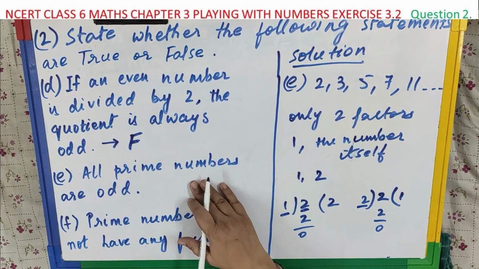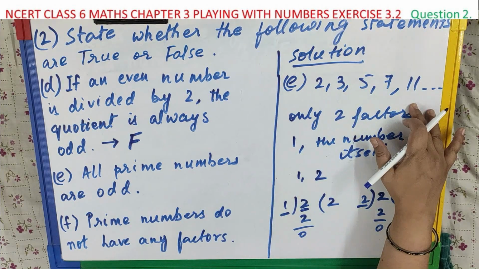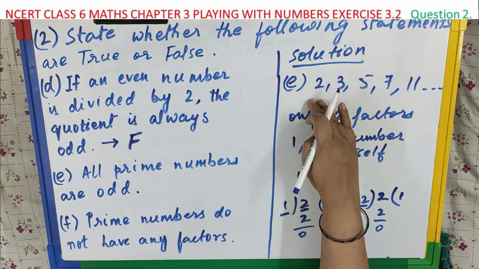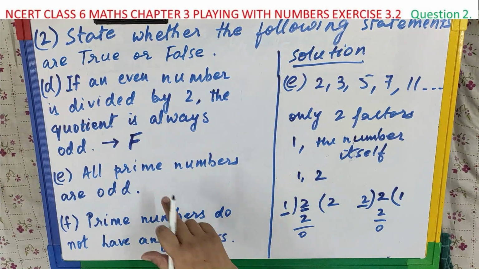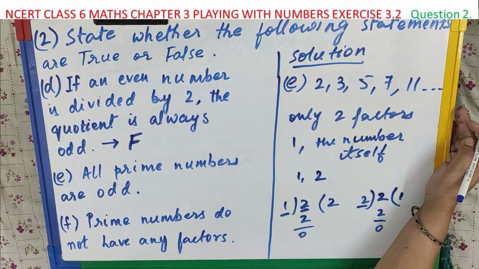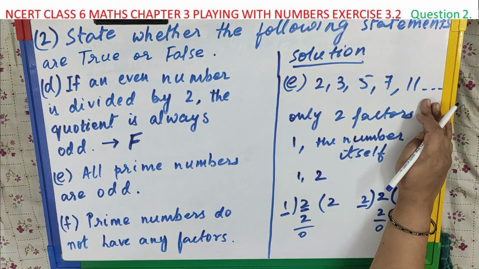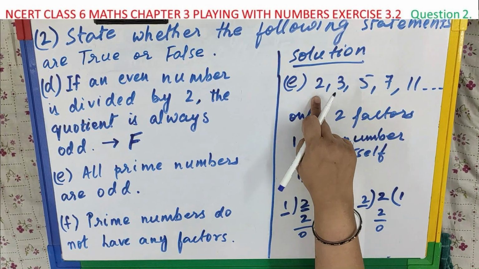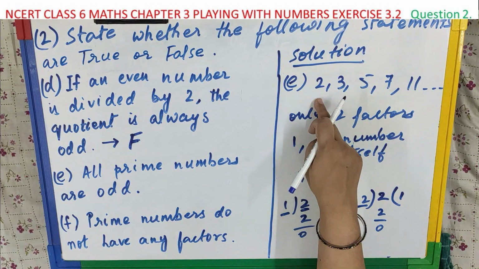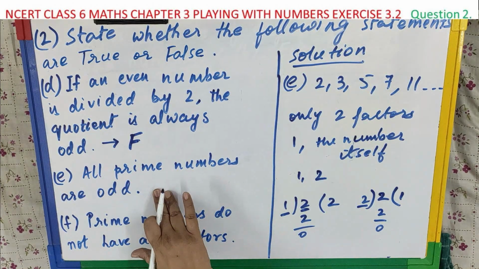But what is that statement? All prime numbers are odd. But 2 is the only prime number which is not odd. 2 is a prime number which is even. It means this statement is wrong, because if you go on writing these numbers, you will find that all the prime numbers are odd numbers, only the first prime number, which is 2, is not odd. 2 is a prime number, and it is an even number. So this statement is wrong.